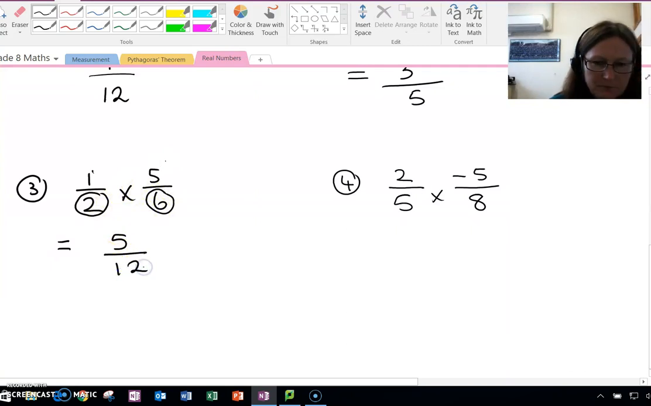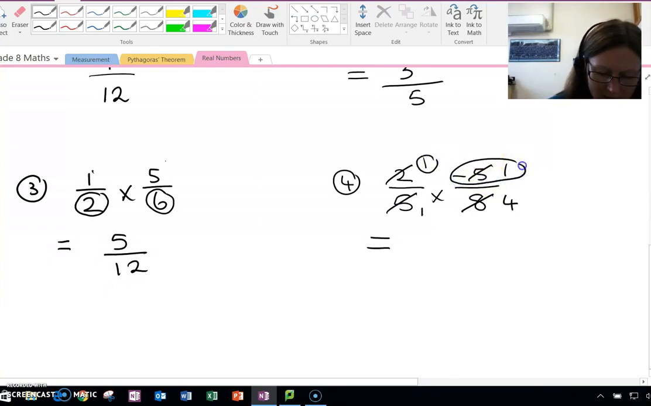Okay, this last one. Can we cancel any numerator with any denominator? Yep. 2 goes into 2 once, 2 goes into 8 4 times. 5 goes into 5 once, 5 goes into 5 once. Let's look at what we've got left on the top. We've got 1 times negative 1. A negative and a positive gives me a negative. And then on the bottom, I've got 1 times 4 is 4.